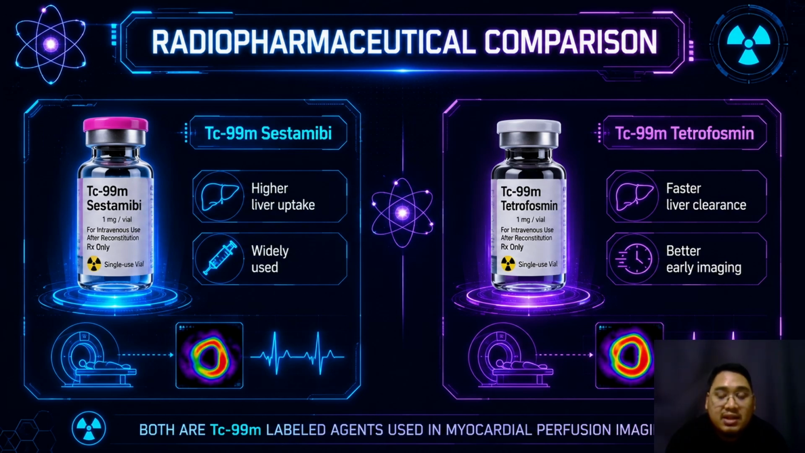Tc-99m Sestamibi and Tc-99m Tetrofosmin have similar clinical applications but different biodistribution characteristics. Sestamibi tends to have a higher liver uptake, while Tetrofosmin demonstrates faster liver clearance, allowing earlier image acquisition. Both also provide high quality myocardial perfusion images.